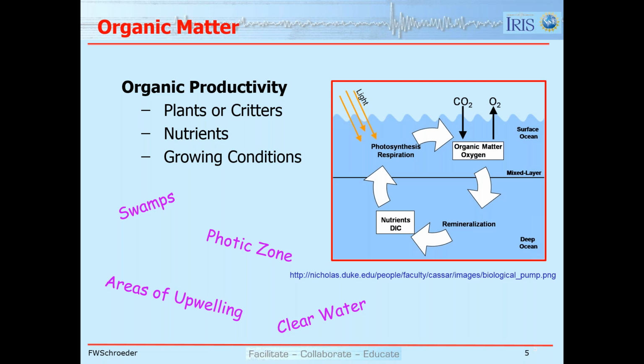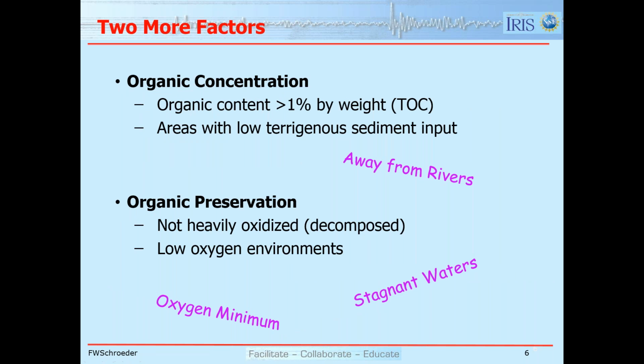For the organic matter, it has to be produced, and that's going to be in plants or in animals or critters, as the slide says. In order for plants or animals to grow, they need nutrients and they need the proper growing conditions. And so I'm not going to go through the rest of the stuff on the slide. The organic matter is the material that we are interested in.